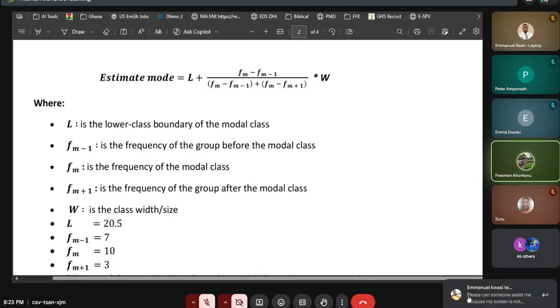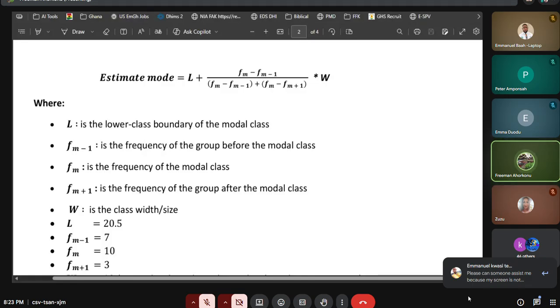I know by the time we'll be doing revision, somebody will remind me, and I'll surely remember.